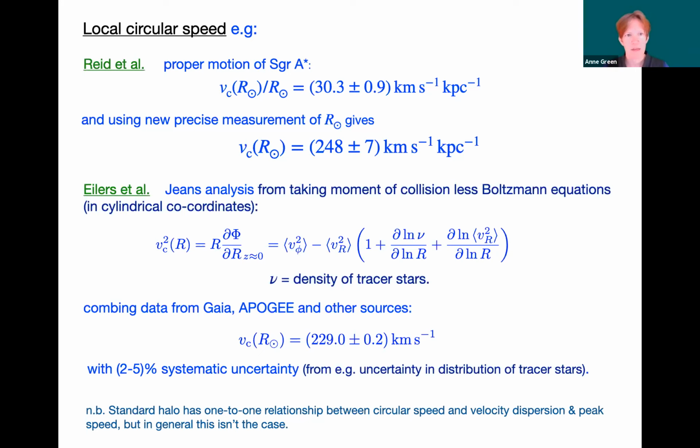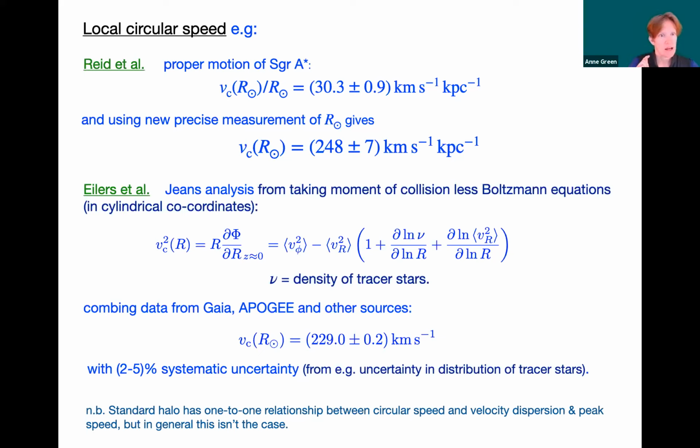So as with the local density, there are lots of ways of determining this. One quite neat way, which I've got at the top of this slide, is using the proper motion of Sagittarius A*. So this is the massive black hole at the center of the Milky Way. We're moving in a circular orbit. So whilst that is more or less stationary, to us it looks like it moves because of our motion. So it has proper motion. And loosely, the thing that's easy to measure is the angular speed, i.e. the circular speed divided by our radius. And that's something that's been done quite some time ago.